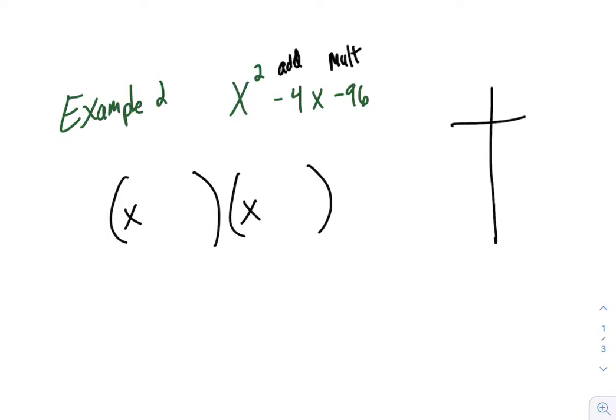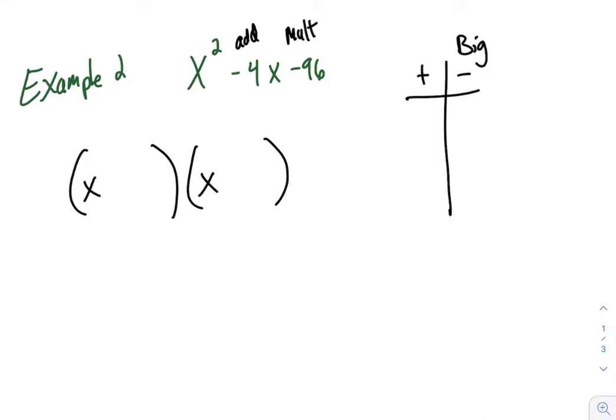I am multiplying to a negative number, so that means the only way to do that with two numbers is if one is positive, one is negative. And I'm adding to a negative number, so that means if I have one of each, the bigger one has to be negative, or they would never add to a negative number. All right, so same process.